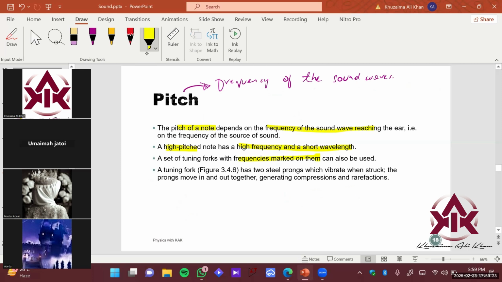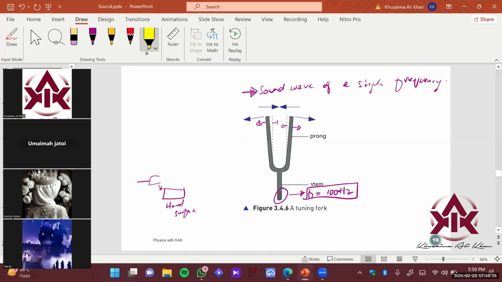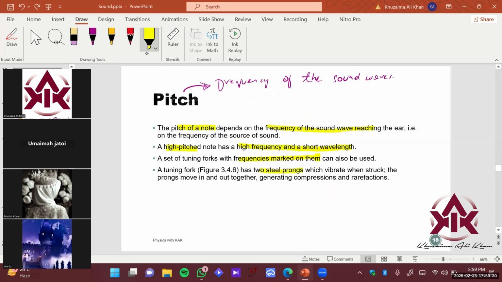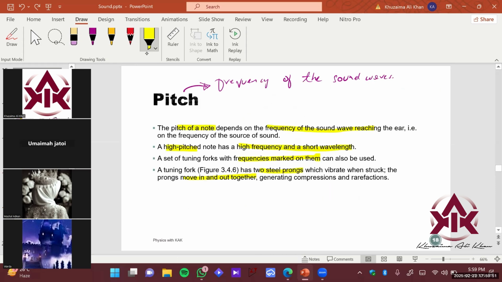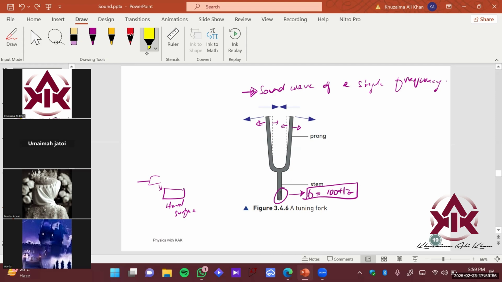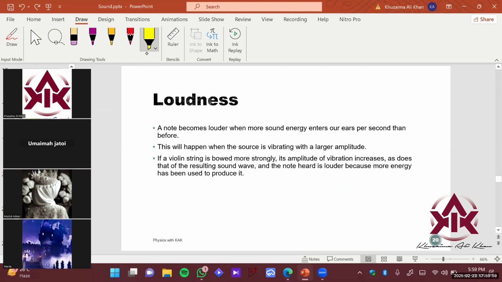So what happens? They have two steel prongs, which can be seen over here. One is this, the other one is this. When you strike it with a surface or a table, both of the steel prongs move in and out. And what does it do? It causes the air particles near the tuning fork to vibrate, and that causes the generation of the sound wave. Any vibrating source is a source of sound, right? So that produces a sound wave with a certain frequency.